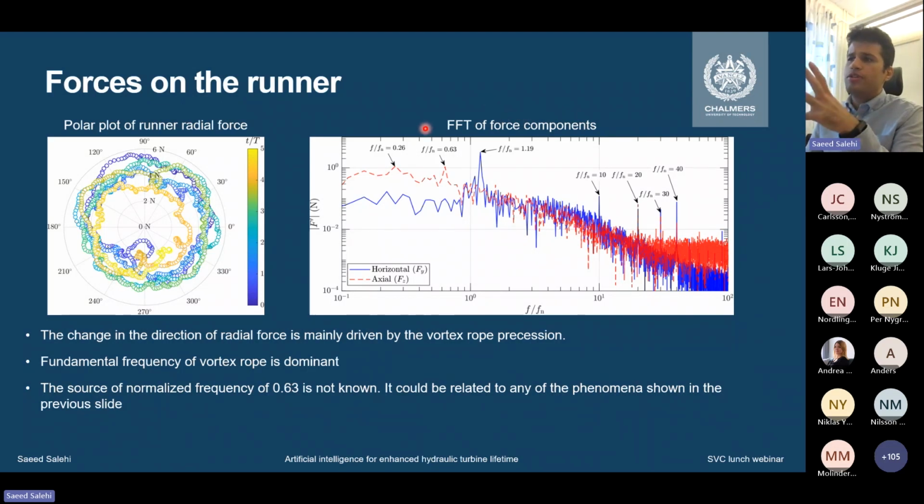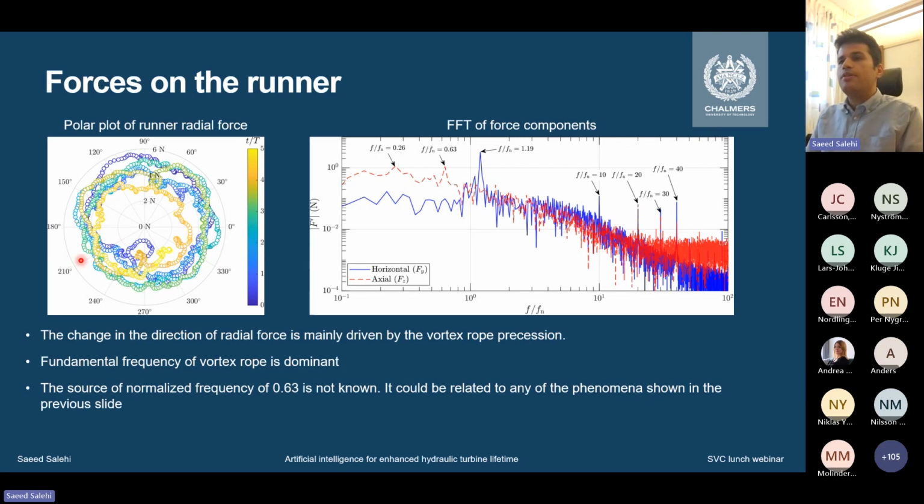But the important part, or the interesting part for us, was that we see some peaks here in the force that we don't know, at least initially we don't know, the origin of these peaks. Of course, the first peak is 0.26 or around 0.3, and we can guess from literature that it's the plunging effect or axial oscillations of the vortex rope. But the second peak, the origin of this peak is not known.